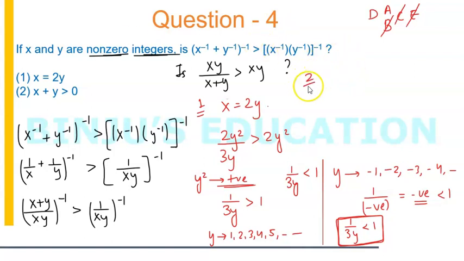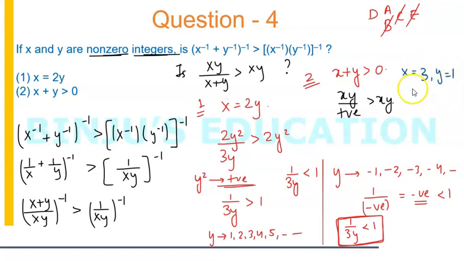Now the second statement says that x plus y is greater than 0. Which means I have xy divided by a positive quantity greater than xy. Now, even if x plus y is greater than 0, do we know the individual values of xy? No, we don't know that. It may happen that x and y are both positive. Let's suppose x is 3, y is 1. It may also happen that x is 3 and y is minus 1.